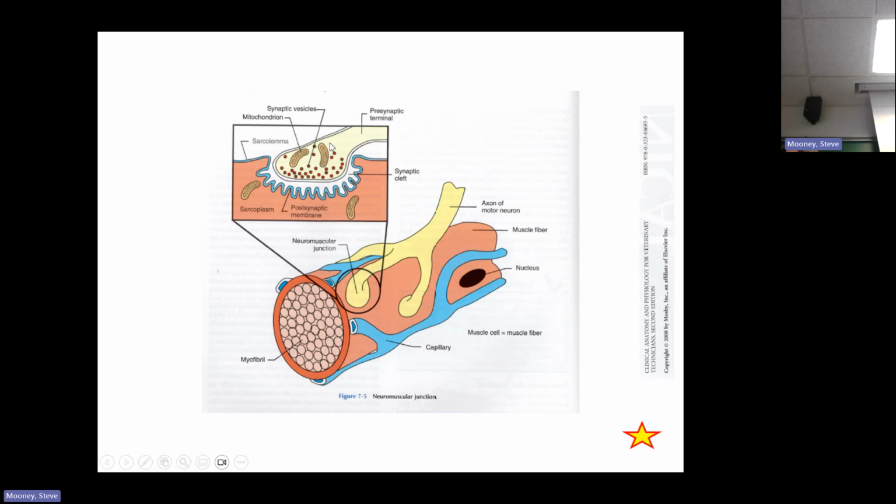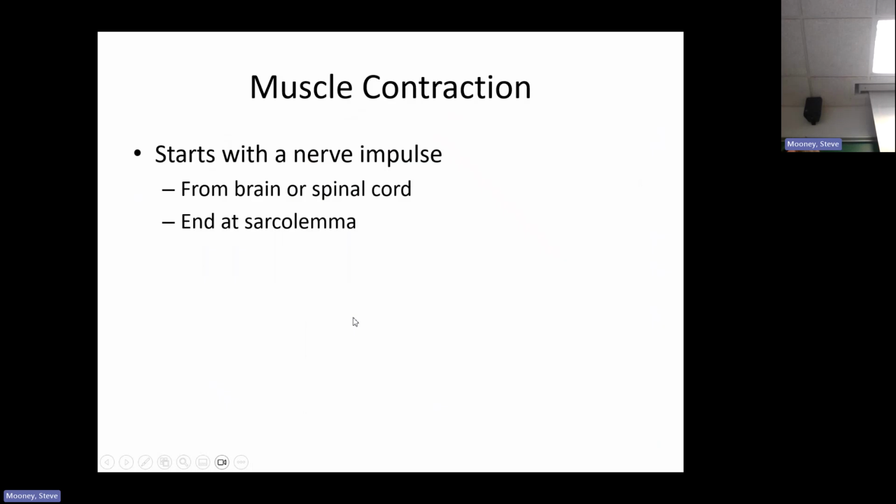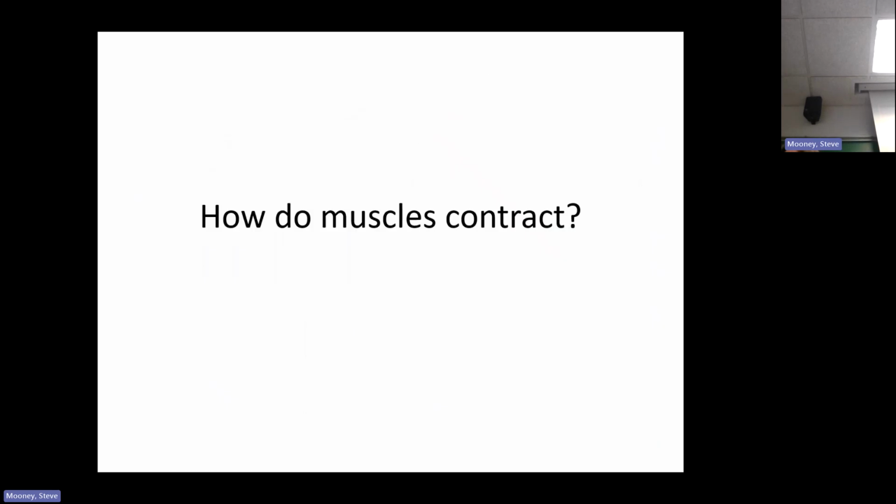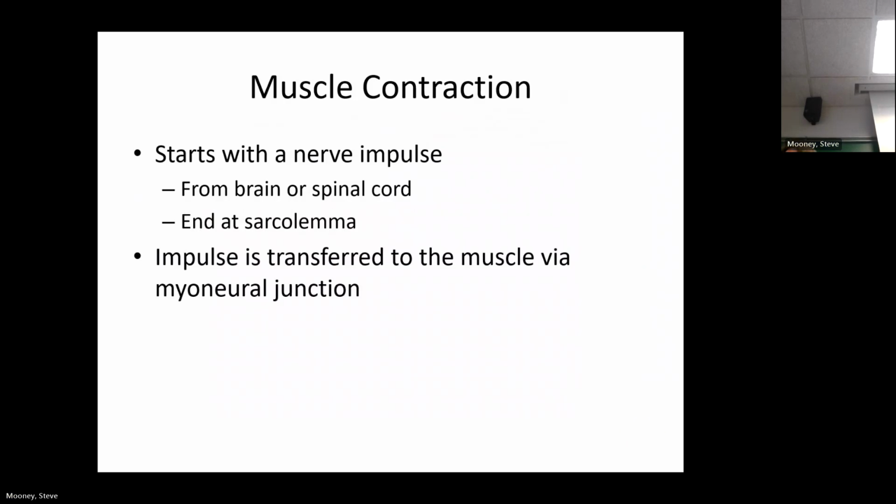So the stronger the signal coming down, the more likely the signal coming across is going to tell that skeletal muscle to contract. So we end at the sarcolemma. We have that signal going across. The impulse is transferred to the muscle at that myoneural junction. Every muscle cell, particularly skeletal muscle cell, has a nerve associated with it. 1-to-1 ratio.